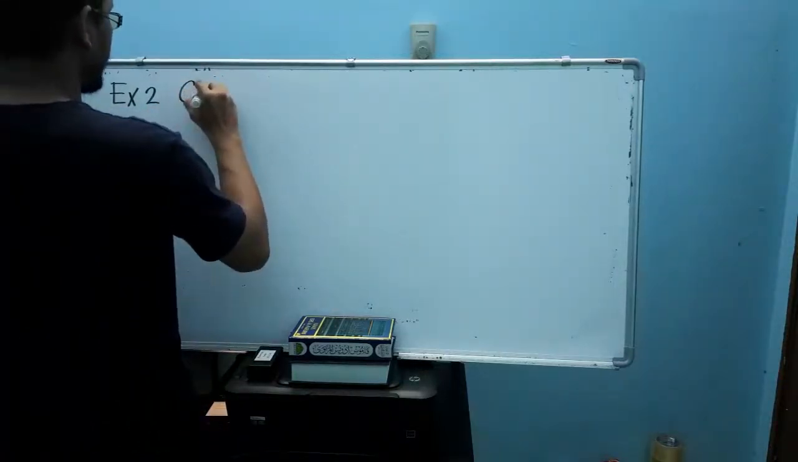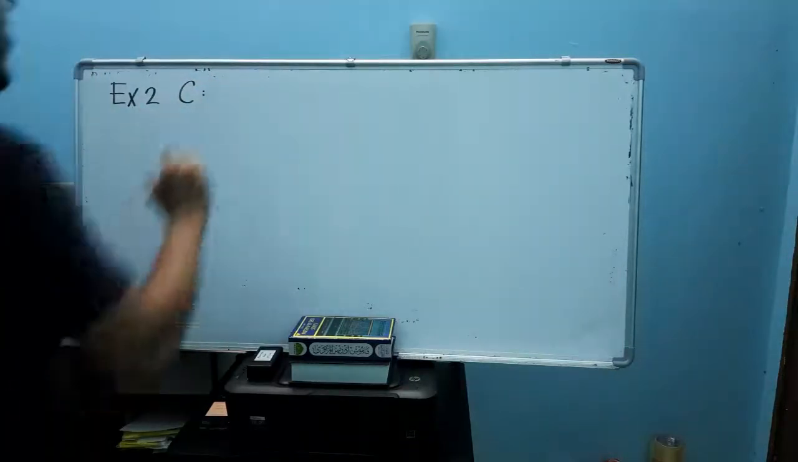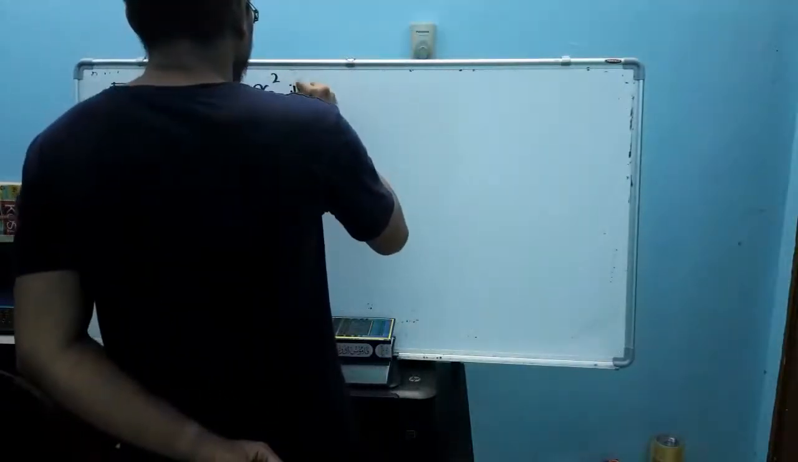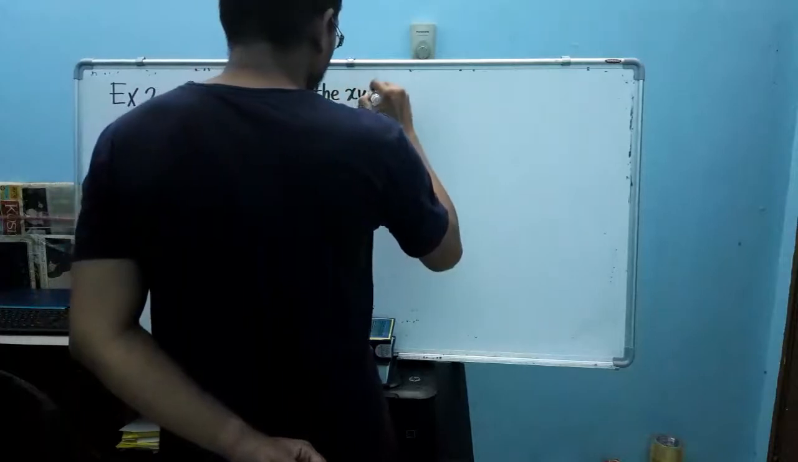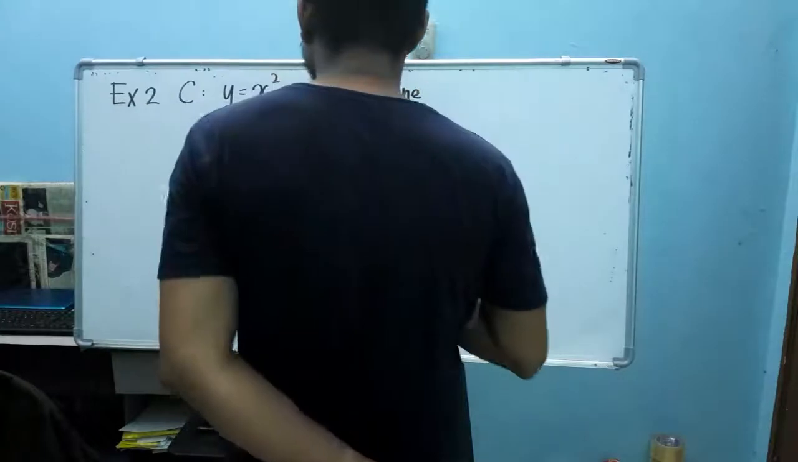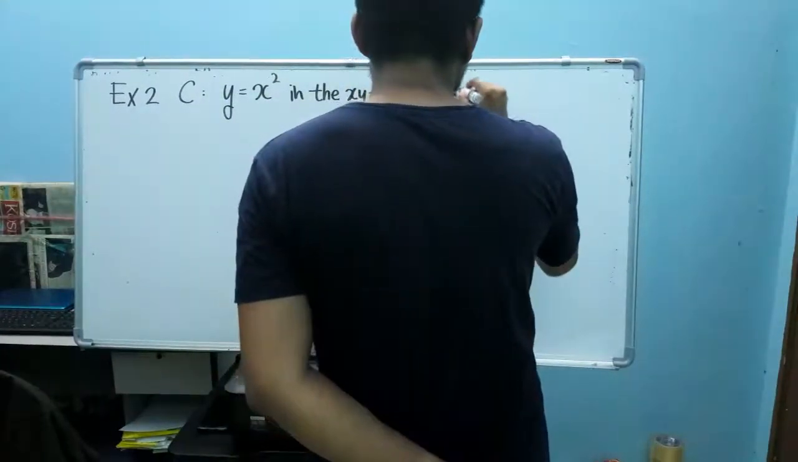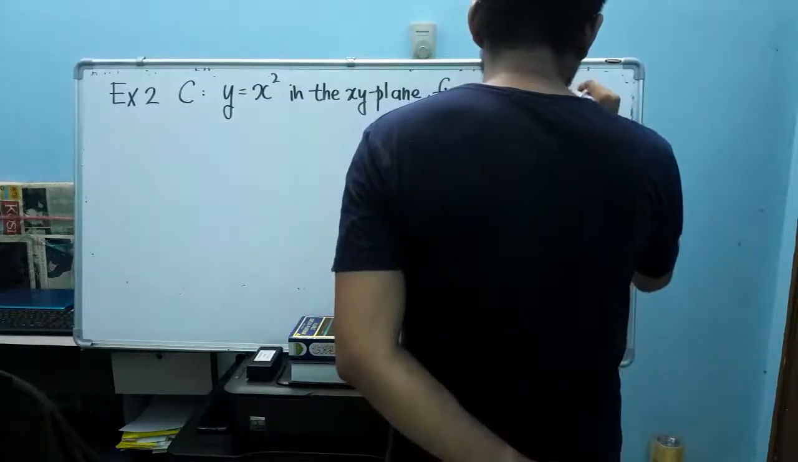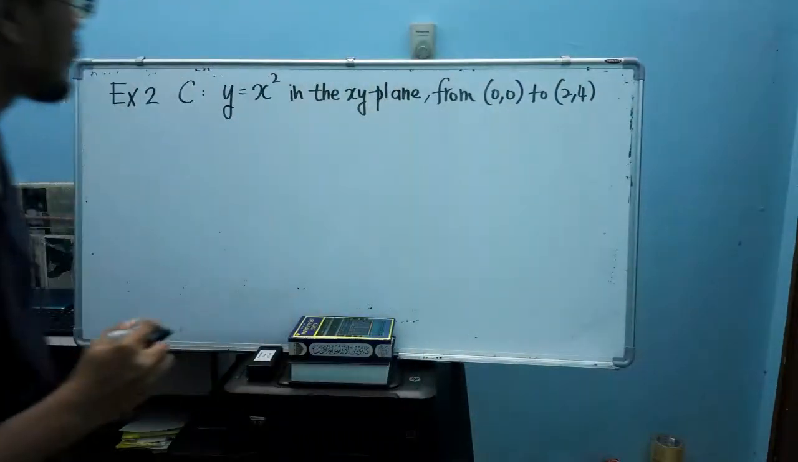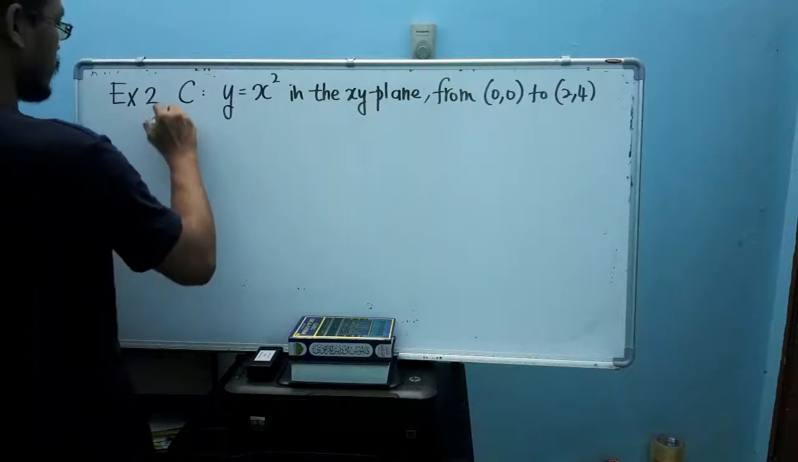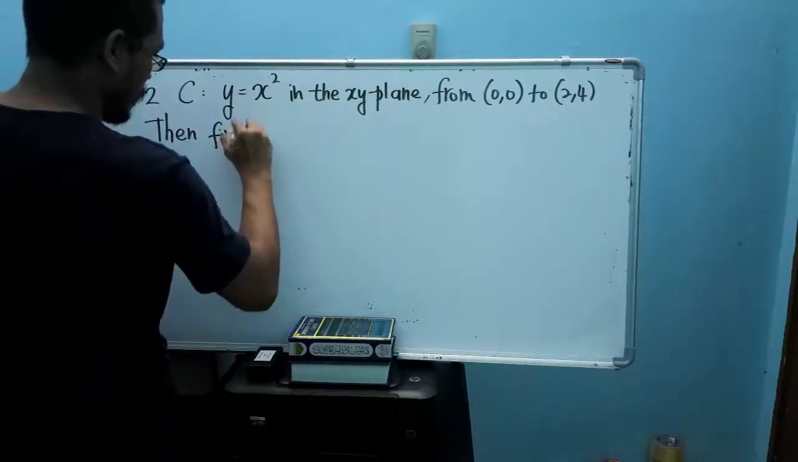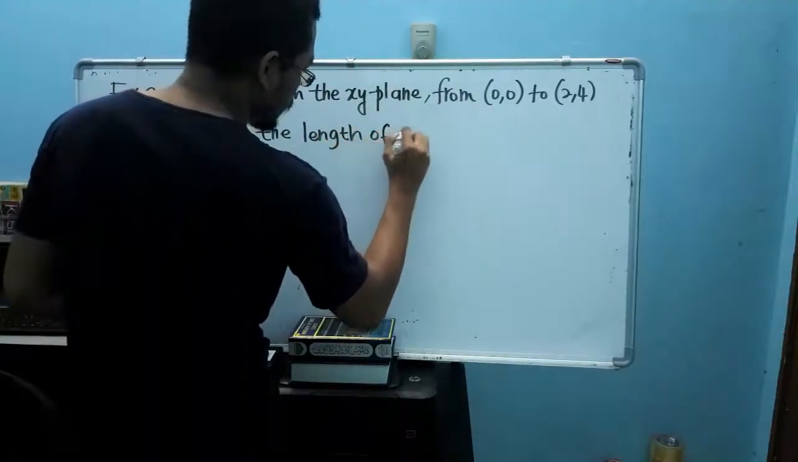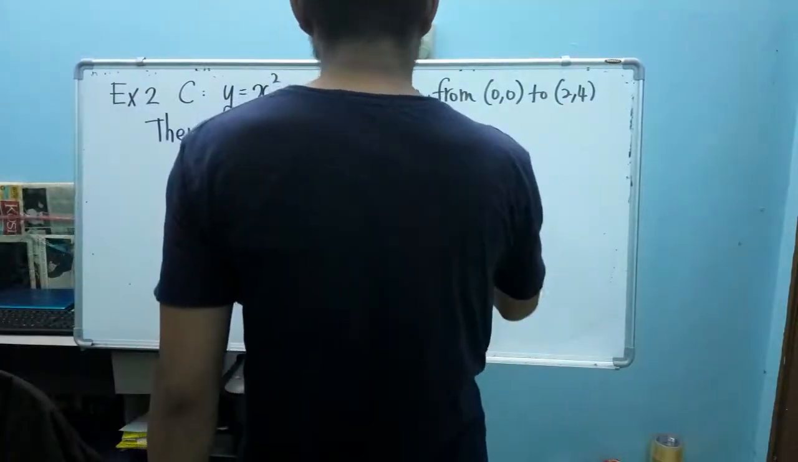Let C be defined by y equals x squared in the xy plane, from point (0, 0) to (2, 4). Then find the length of C.